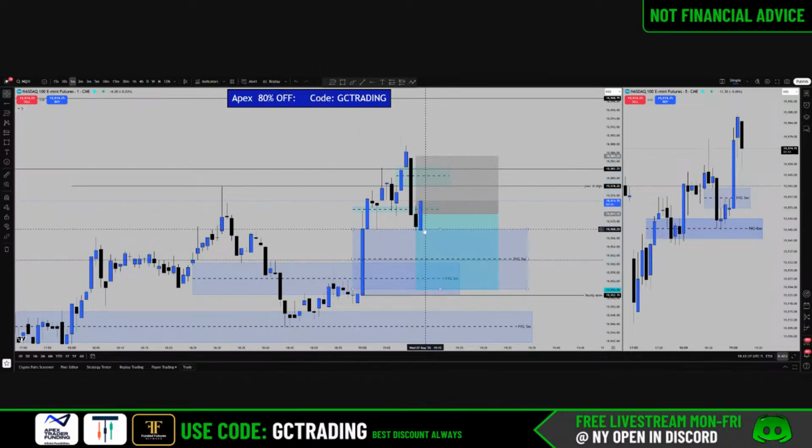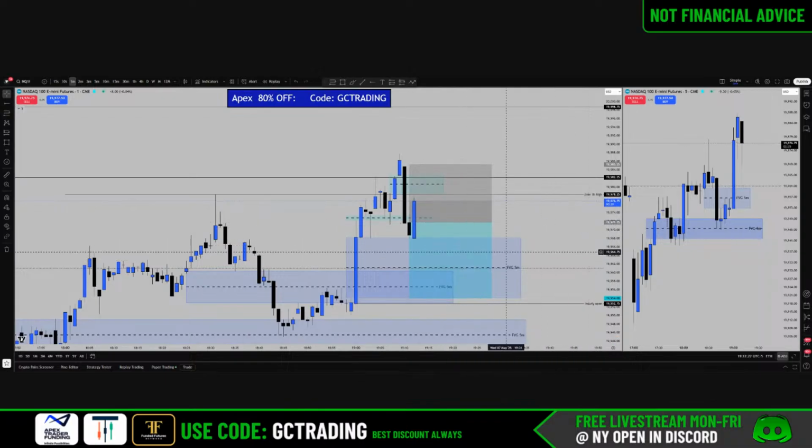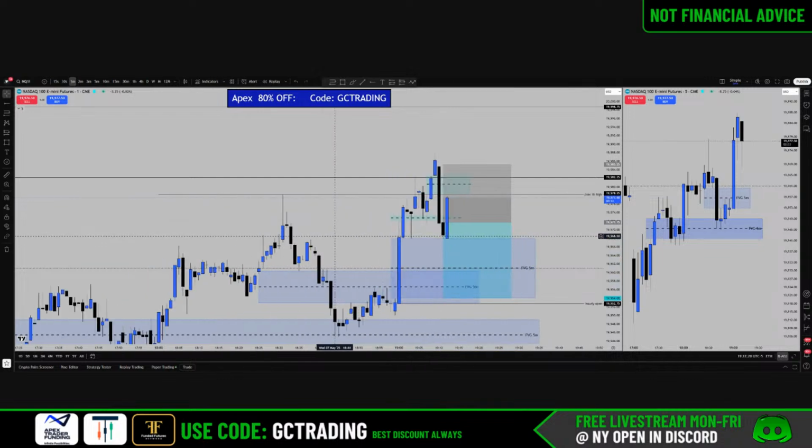Price is tapping that top right there and pushing off of it. That was the only thing that I was a little worried about in this trade. It was exactly what we're doing right here. I am in very, very light right now.